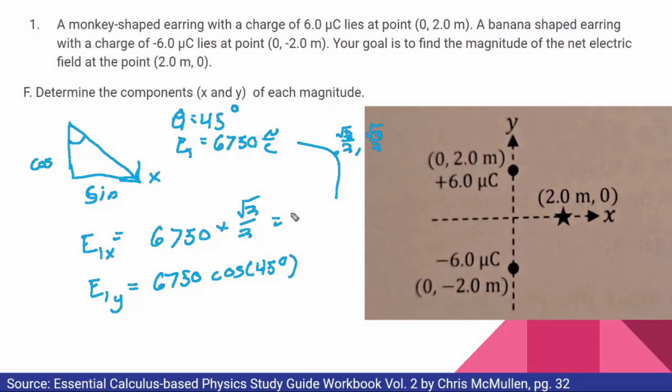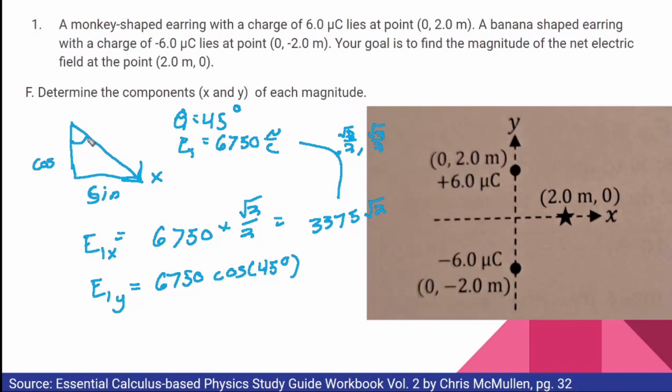Which will end up with us having 3,375 times the square root of 2 for our x component of the first one. Note that this will be positive because from our angle of reference, the x is moving towards the right, which is the positive direction.